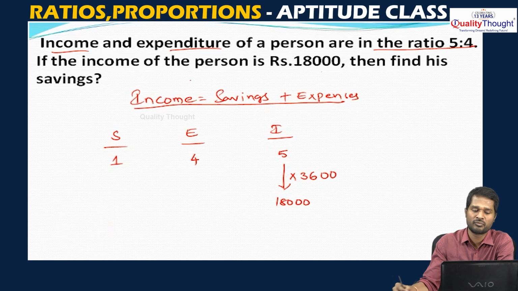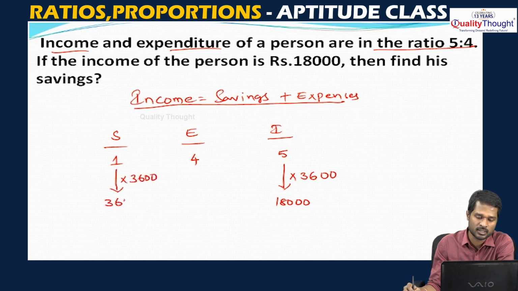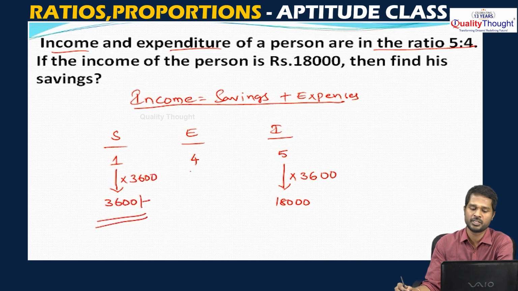So what he is asking is, find his savings. So similarly multiply this one also with 3,600. So his savings were 3,600 rupees. This is the answer. Expenditure means 4 into 3,600 rupees. If you add savings and expenses, you will get the total income. He has given income as 18,000, so 5 into 3,600 is 18,000. Similarly, what will be the savings? Savings is one part, so 1 into 3,600. So 3,600 will be the answer.